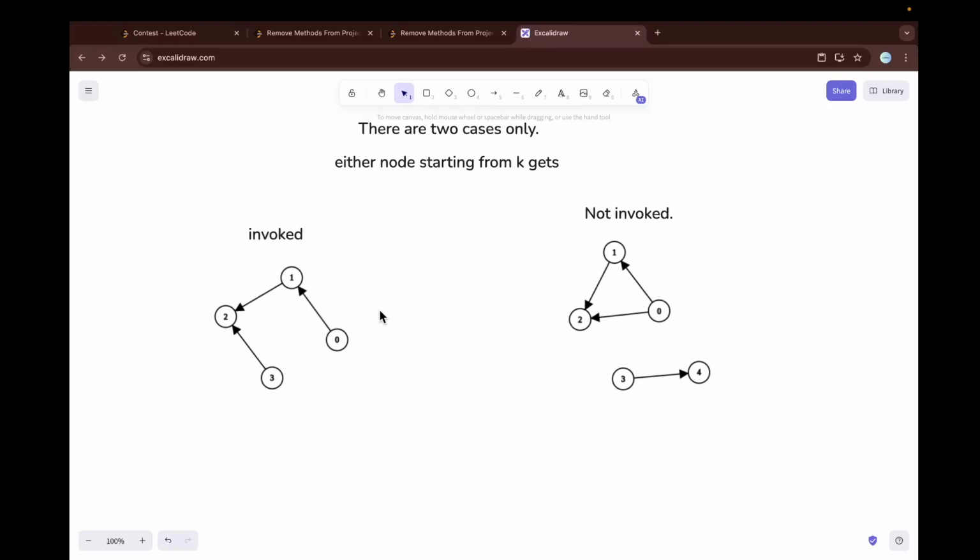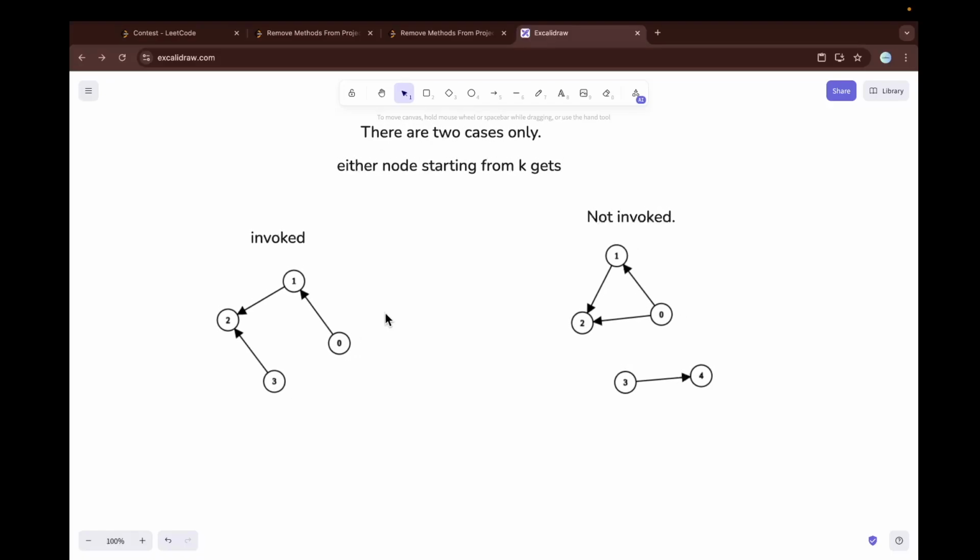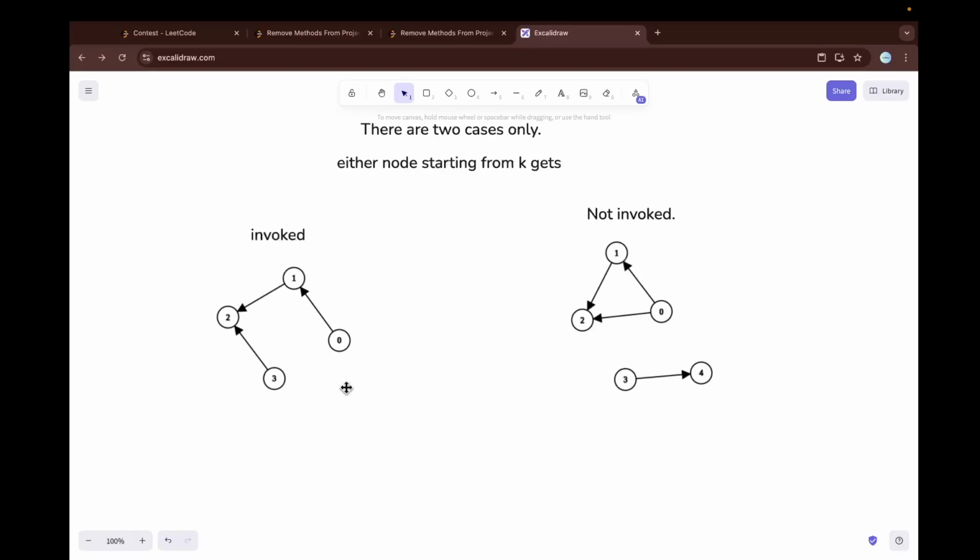So our challenge is to figure out which methods are directly or indirectly invoked by K. But more importantly, we need to ensure that no outside method, in this case 3 and 0, invokes a suspicious method. If that happens, we can't safely remove the suspicious methods.